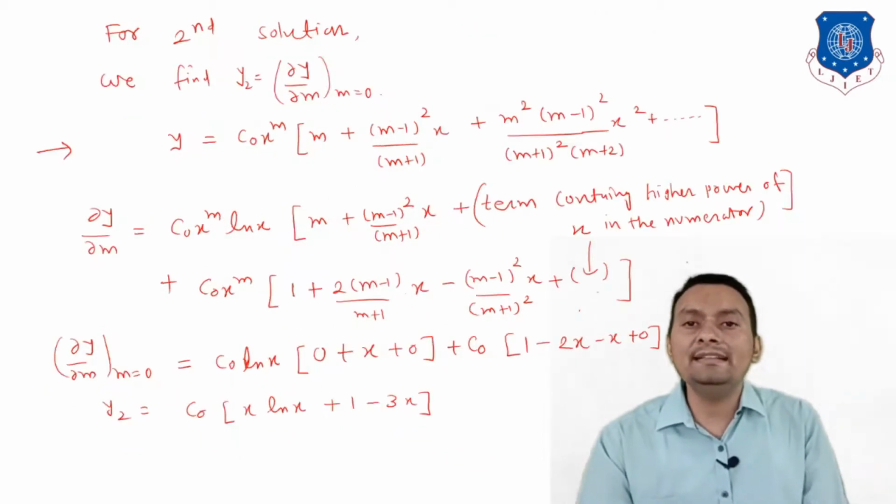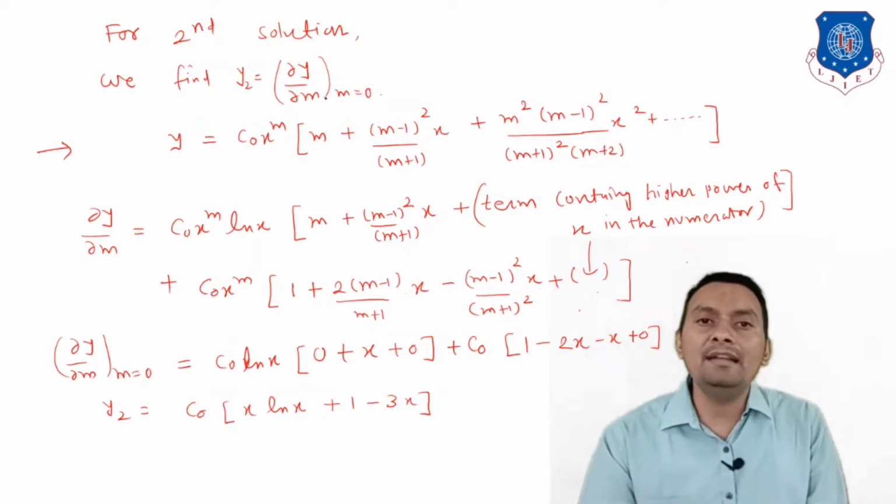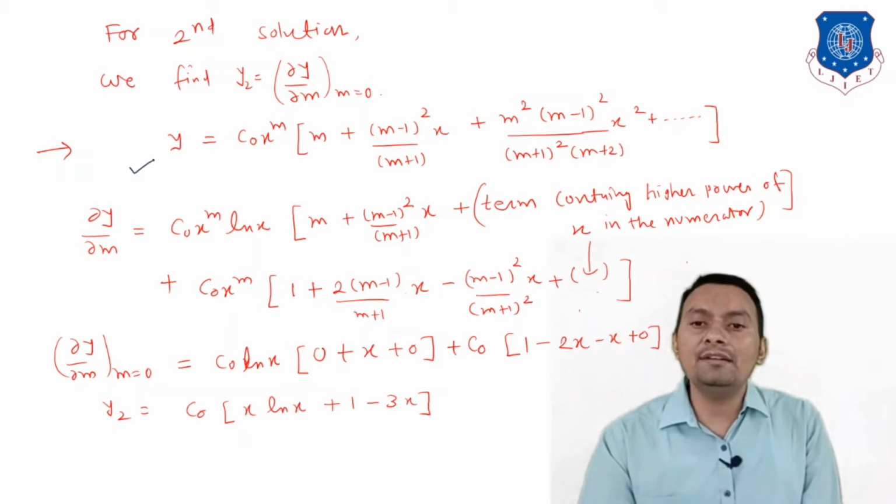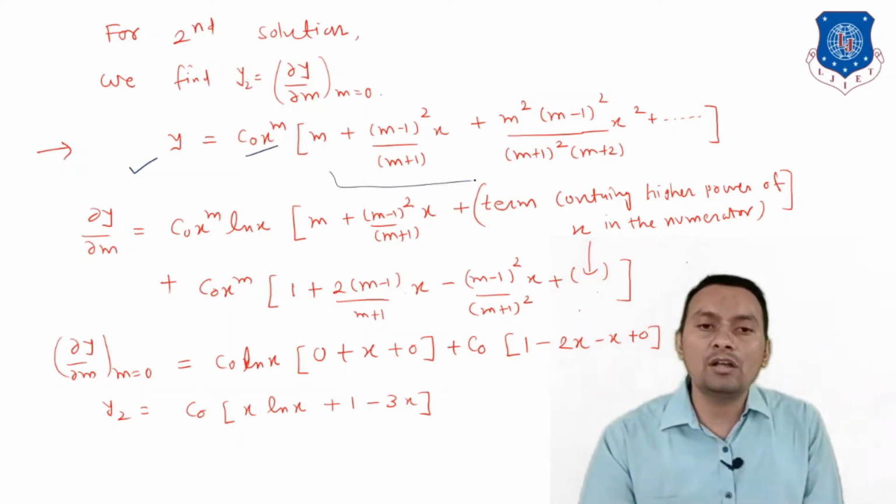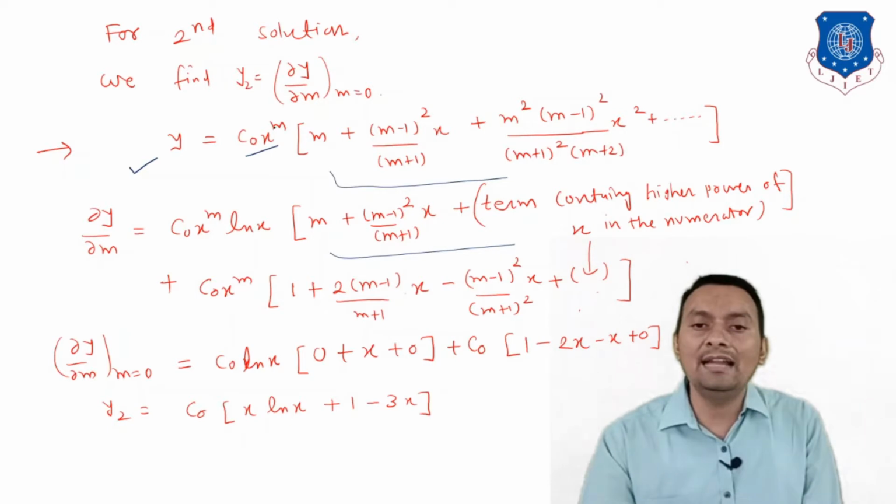Now I am just finding the second solution. So what I have to find is del y by del m, and then after that we will take m equal to 0. So this is our y. So I am trying to find the partial derivative with respect to m. So first, what will be the derivative keeping this one constant? So this is the constant, and I am taking its partial derivative with respect to m.